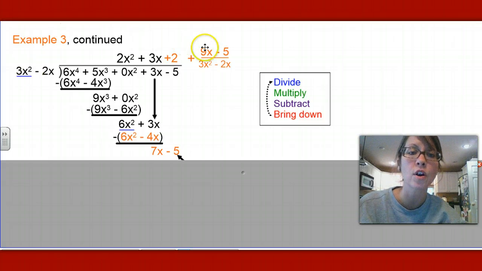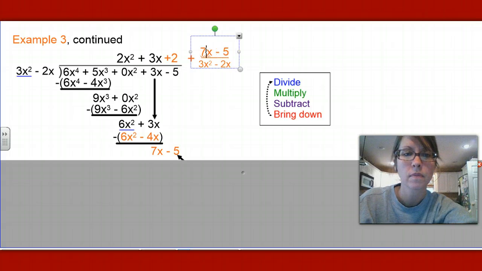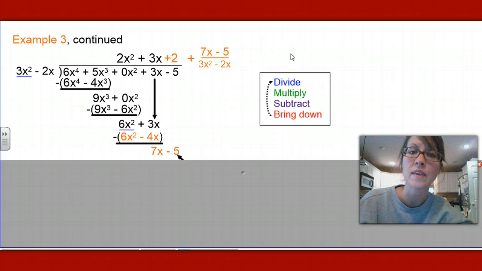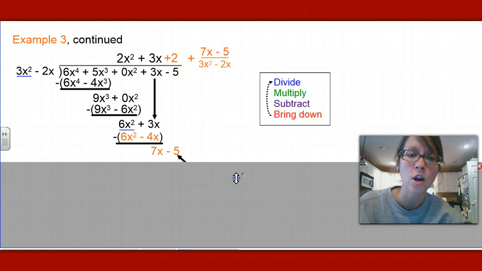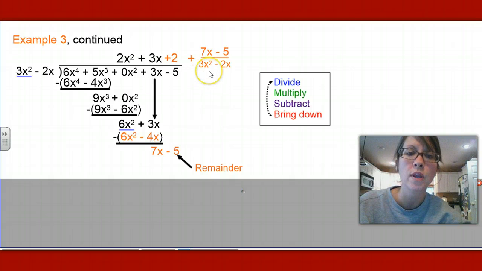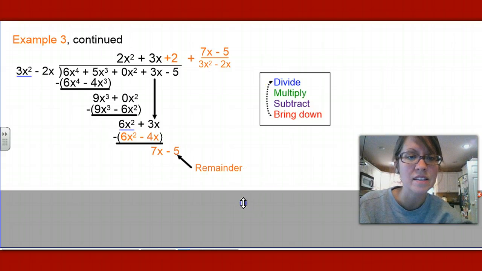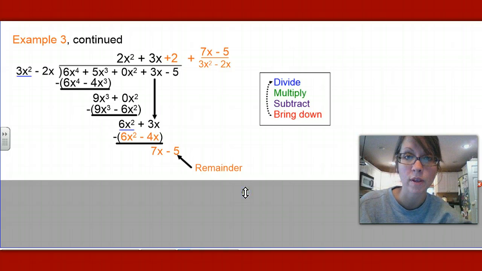So our remainder we attach as a fraction at the end. We either have to add or subtract this fraction, okay? And so we're going to add, in this case, in most cases we'll add for us right now, the 7x minus 5, which was down here as our remainder, divided by the 3x squared minus 2x. Sorry for those mistakes that were in there. I don't know what happened. But that is division of two polynomials. You might have to go back and rewatch that.